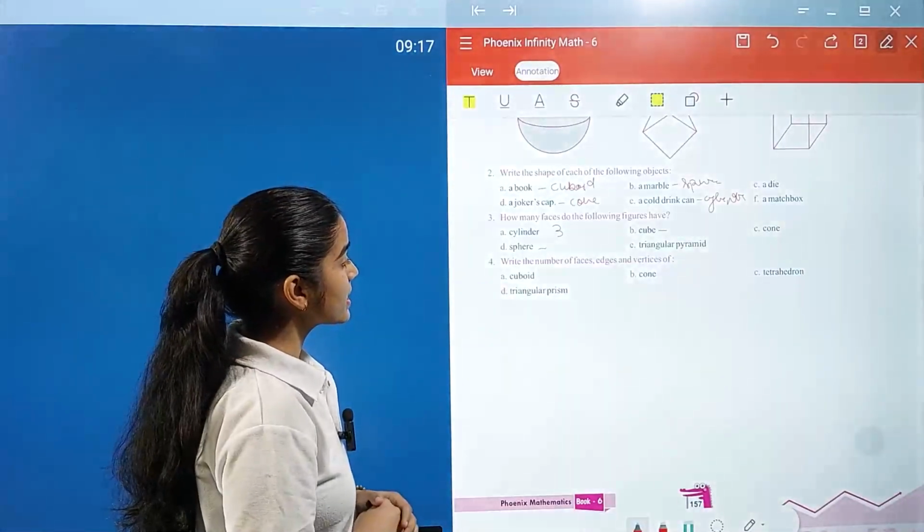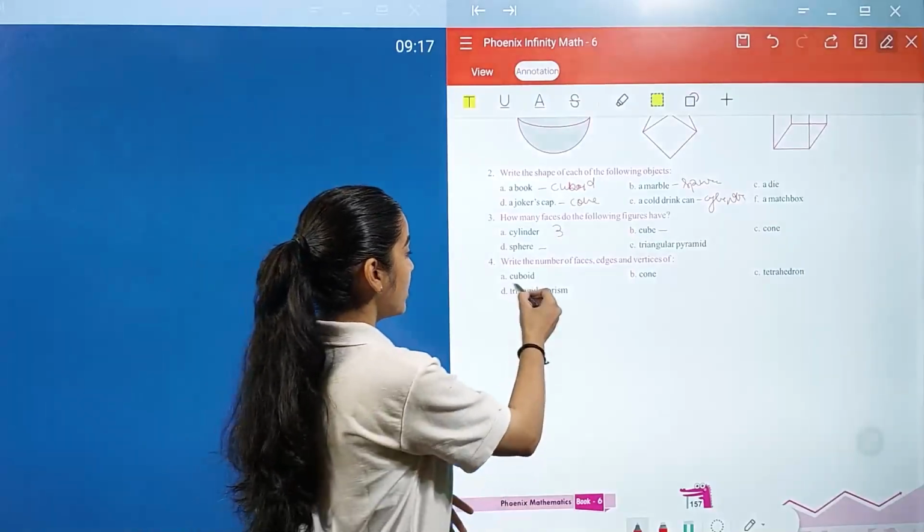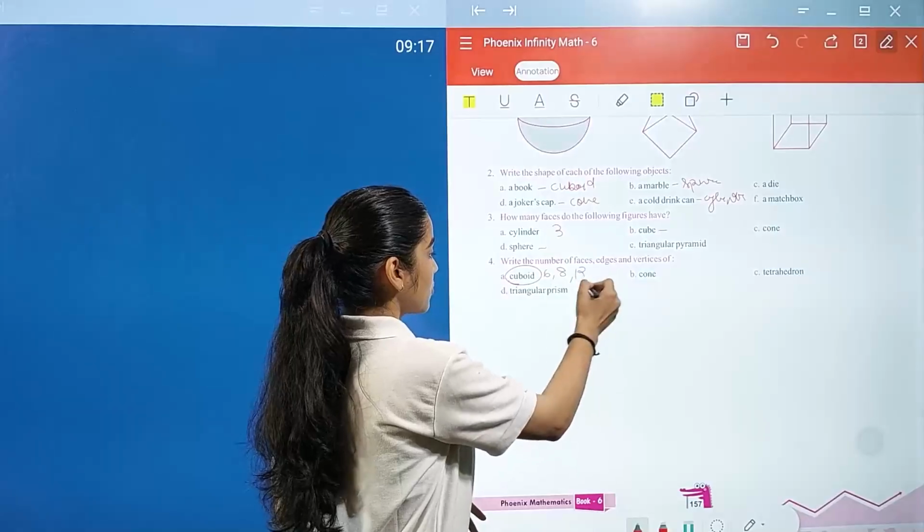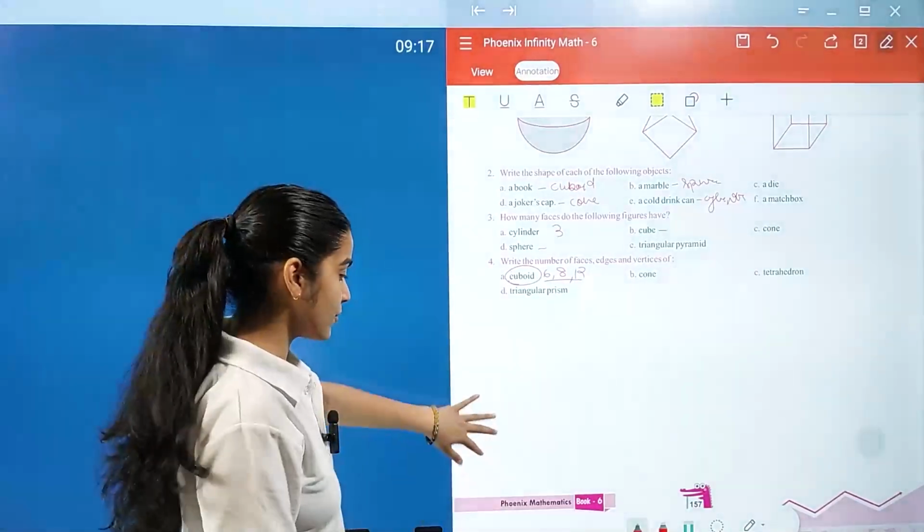Write the number of faces, edges and vertices of the cuboid: 6, 12 and 8. Similarly you have to write your answer for the rest of the figures you have.